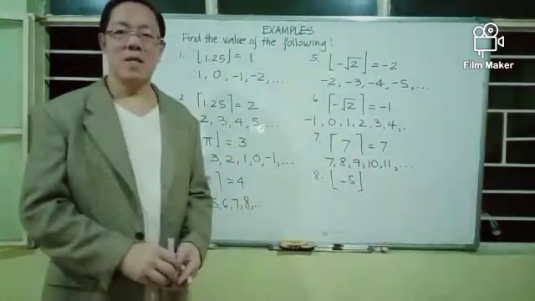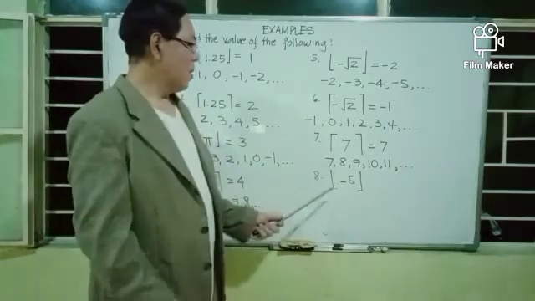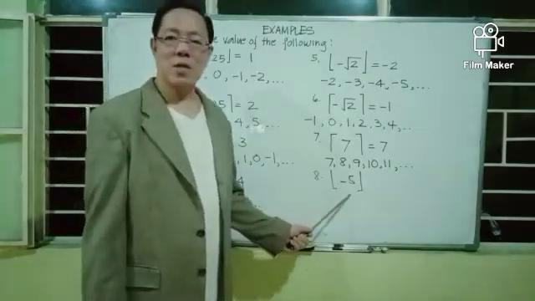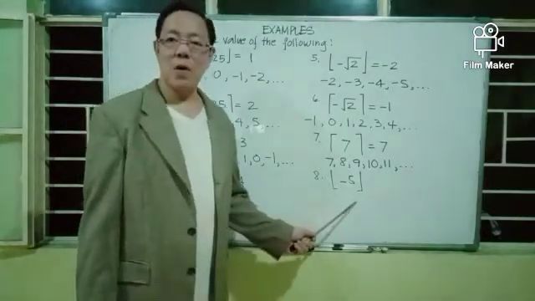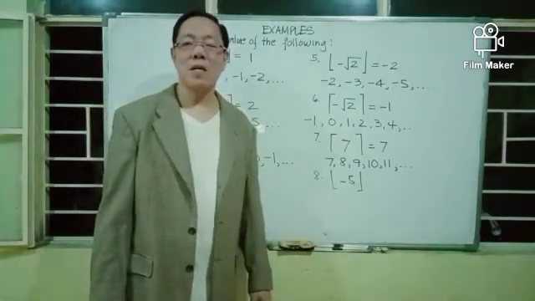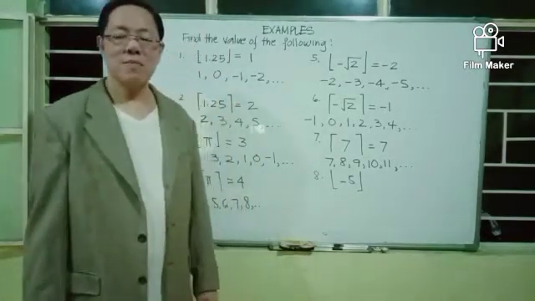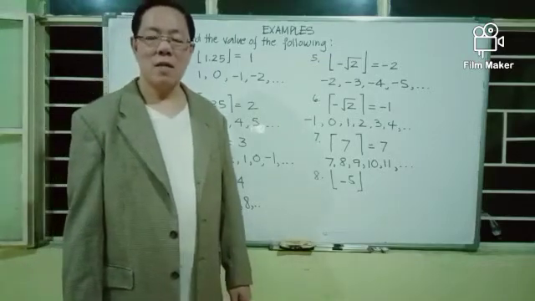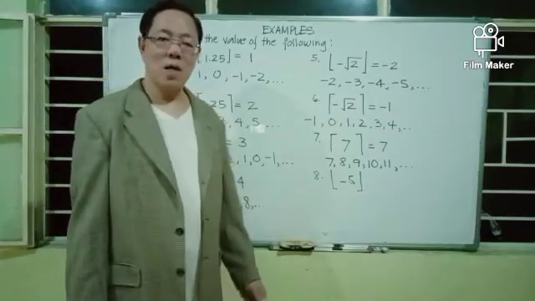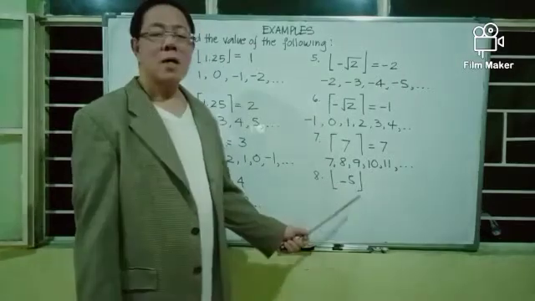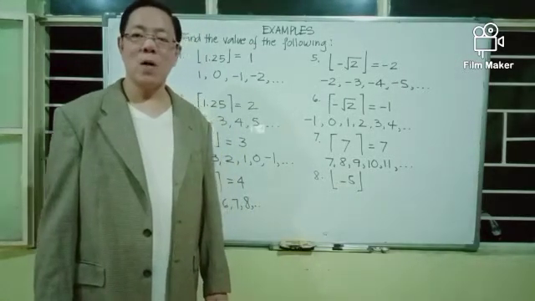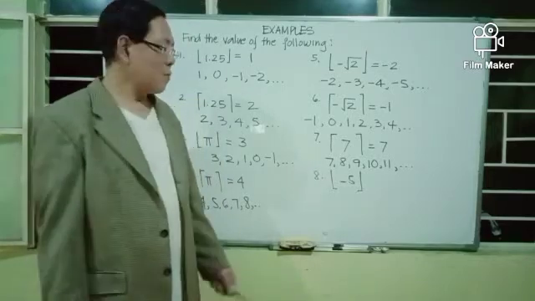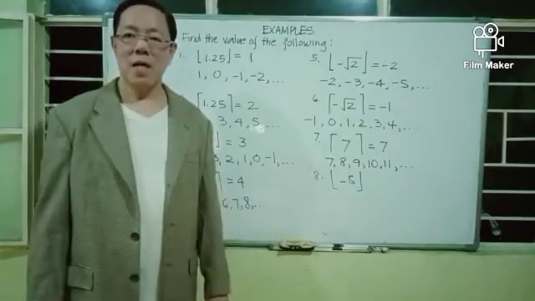Number 8, we find the floor of the negative integer negative 5. By definition, the floor of negative 5 is the greatest integer that is less than or equal to negative 5. And what are those integers that are less than or equal to negative 5? We start from negative 5.